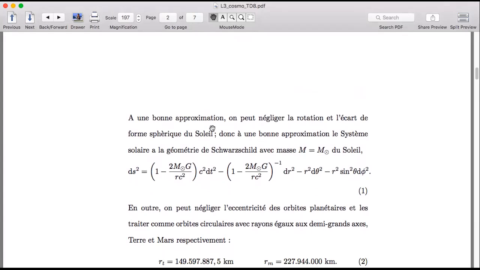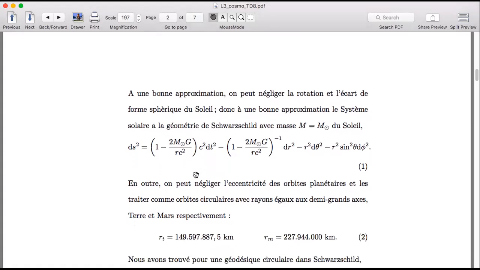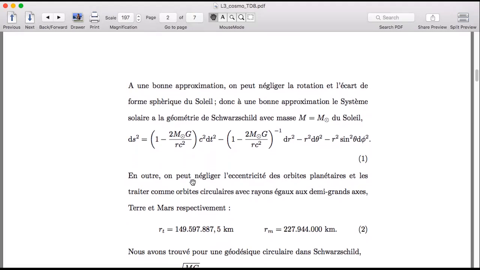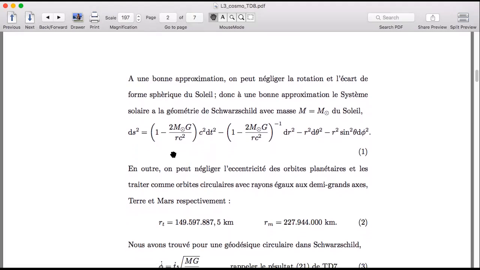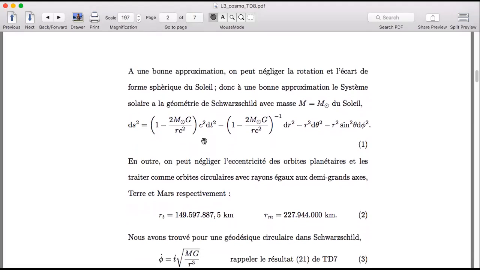Jupiter, most of the other mass, by the way, is in Jupiter, which has more than twice the mass of all the other planets combined. So Mars and Earth are tiny little specks in the solar system. So we can concentrate on the gravitational effect of the sun.